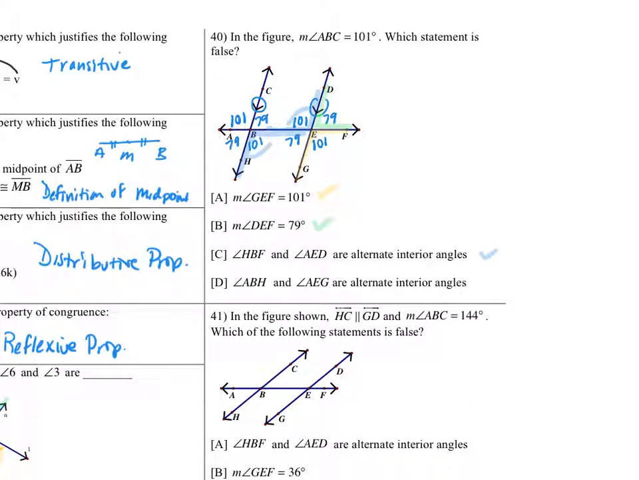Alright, so it must be D, that's the false one. So it says angle ABH, which is up here, and angle AEG, which is here, are alternate interior angles. Angle ABH and angle AEG are not alternate interior angles. They are corresponding angles, so this one is false.